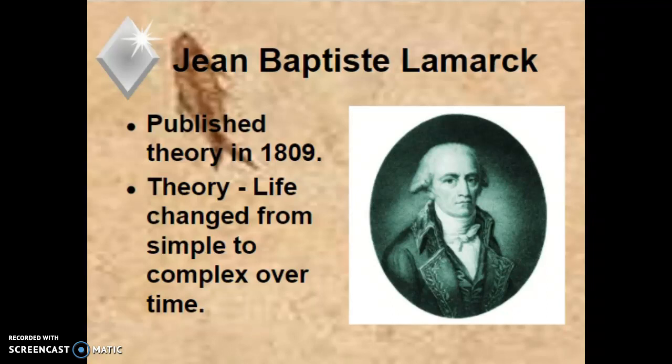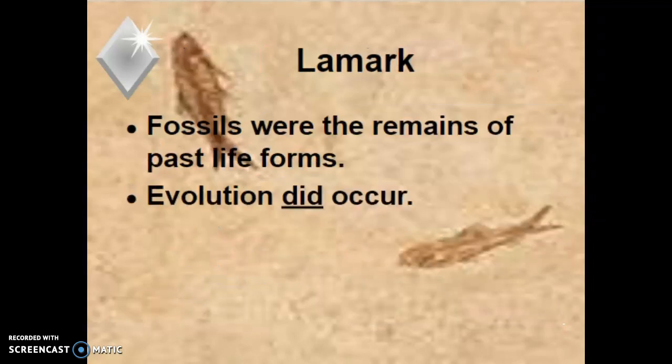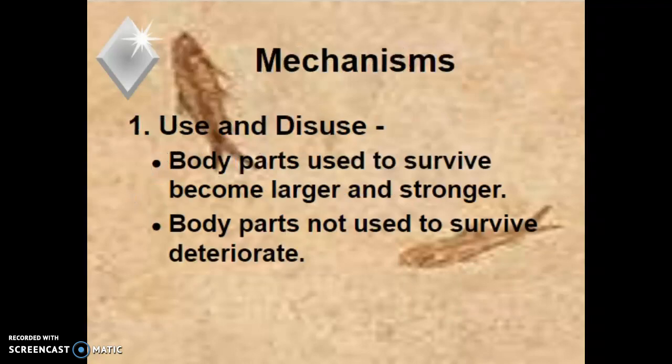Jean-Baptiste Lamarck in 1809 says, well, things appear to be changing. Some living organisms appear to be different than what their ancestors were. Things appear to be changing over time. So he said that the fossils were the remains of past life forms, and evolution did occur. These organisms are changing over time. So he said there were two mechanisms that we were able to adapt and change as a population.